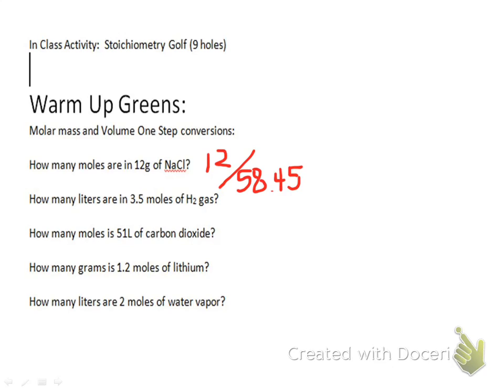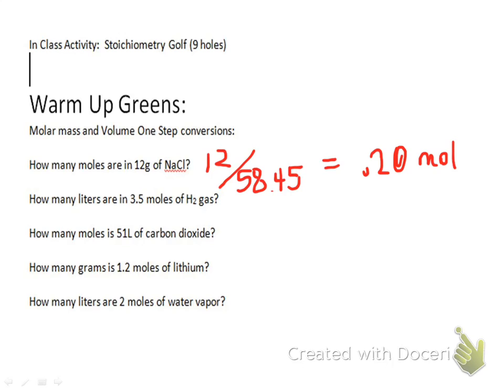Do we have a perfect chunk? Do we have less than a perfect chunk? How many moles is this going to be equal to? Perfect. 0.2, 0.20, whatever. Okay. Do you agree that how many moles are in there? 12 grams. Do you agree that it's a 0.2 mole? Perfect. All right, let's try it again.